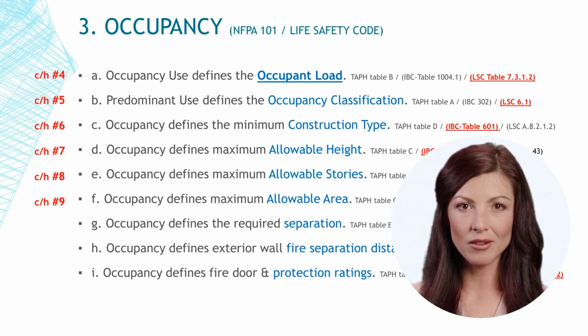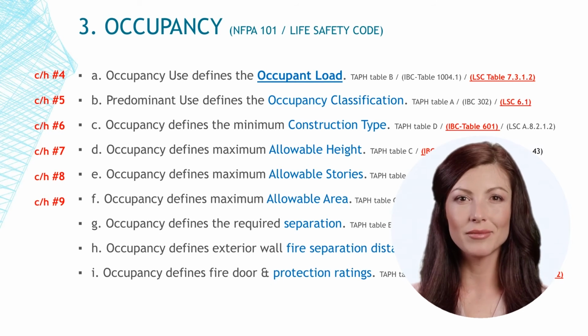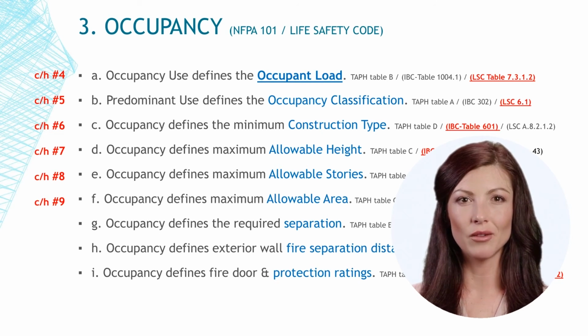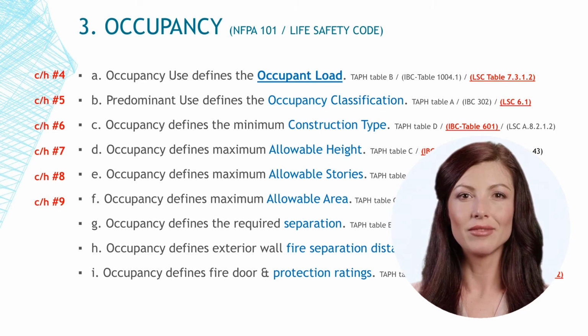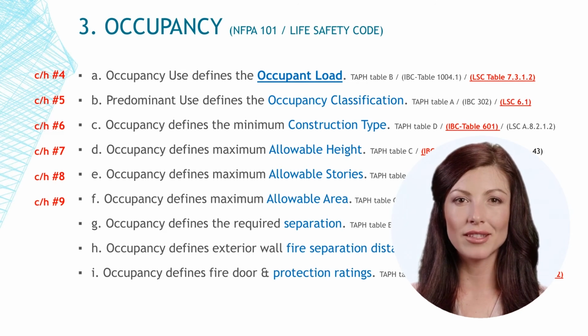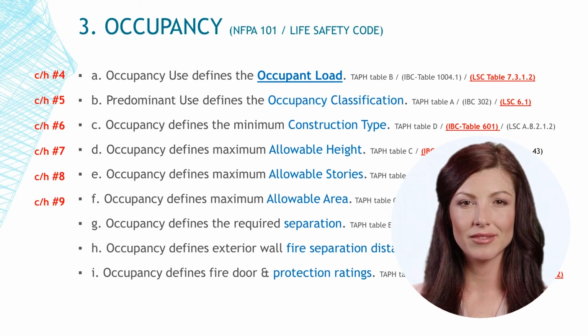C. Occupancy defines the minimum construction type. D. Occupancy defines maximum allowable height. E. Occupancy defines maximum allowable stories. F. Occupancy defines maximum allowable area.